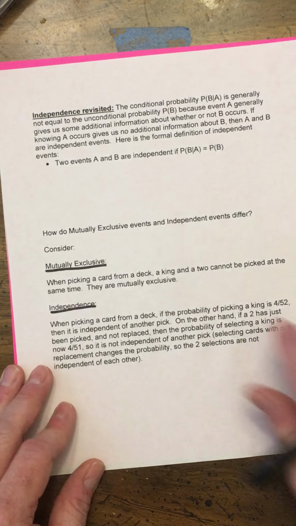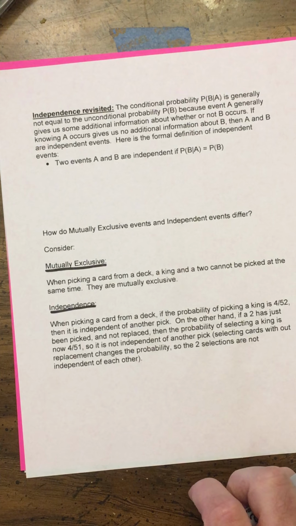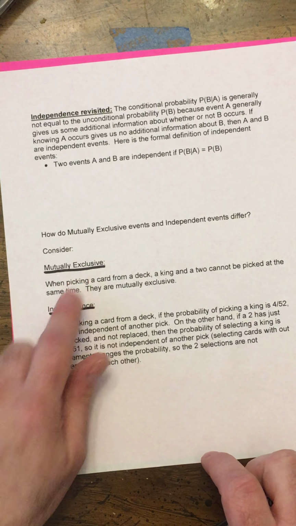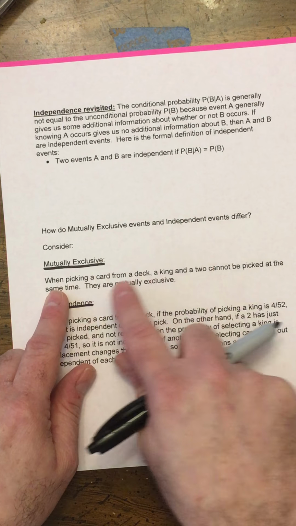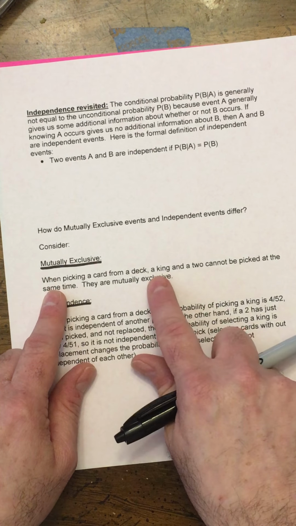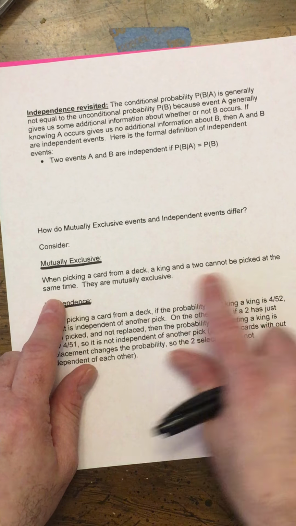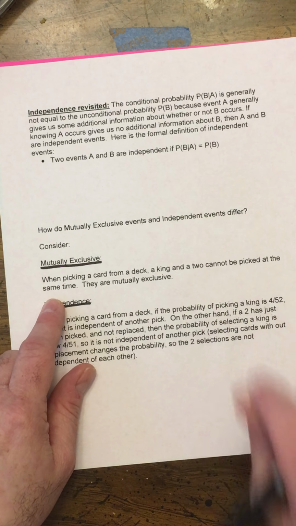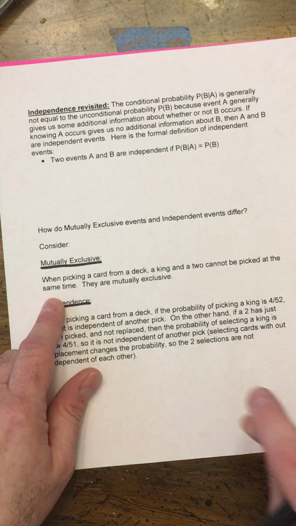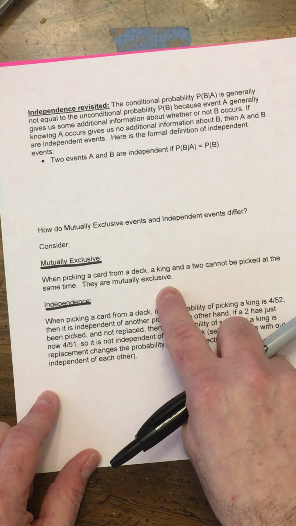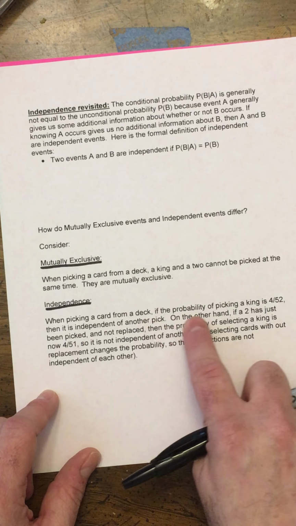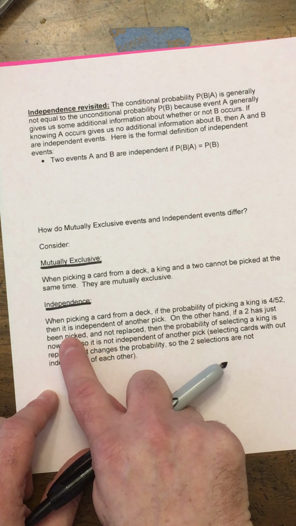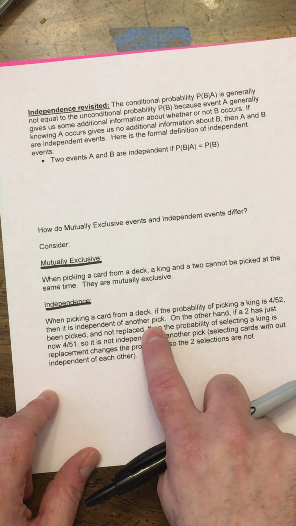Now we can take a quick look at how mutually exclusive events and independent events differ. Mutually exclusive events is usually one thing that you're doing. When picking a card from a deck, a king and a 2 cannot be picked at the same time. You can't, on one selection of a card, get a king and a 2. Those are mutually exclusive. Here's independence. When picking a card from a deck, if the probability of picking a king is 4 out of 52, then it's independent of another pick.